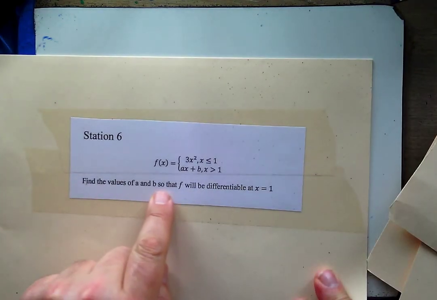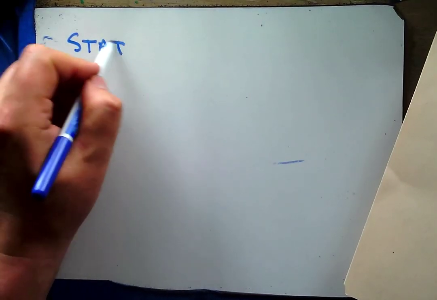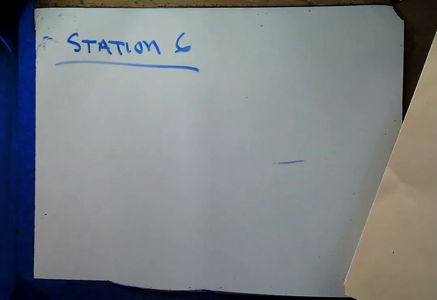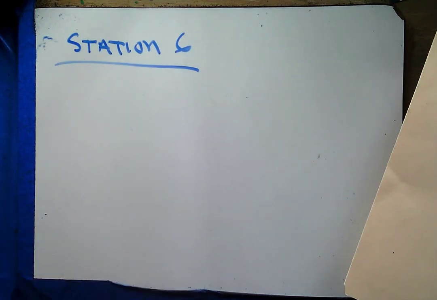Yes, station 5. Station 6. Ooh, a piecewise function. Find the values of a and b so that f will be differentiable at 1. I remember doing this problem in the video for you. Now here it is at station 6. And the reason it shows up again is because AP loves asking this question.